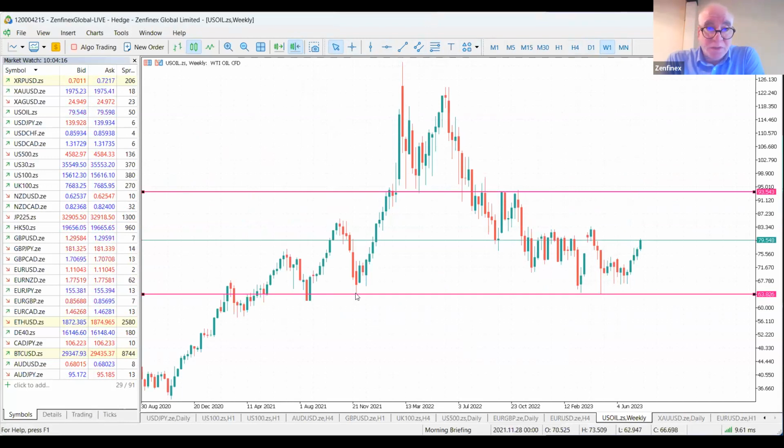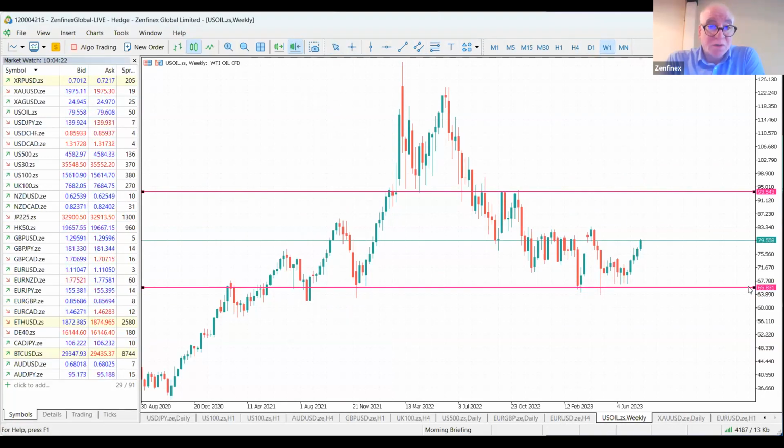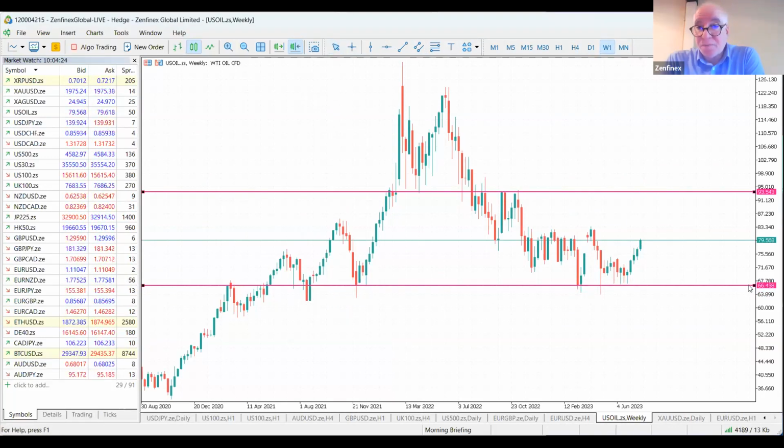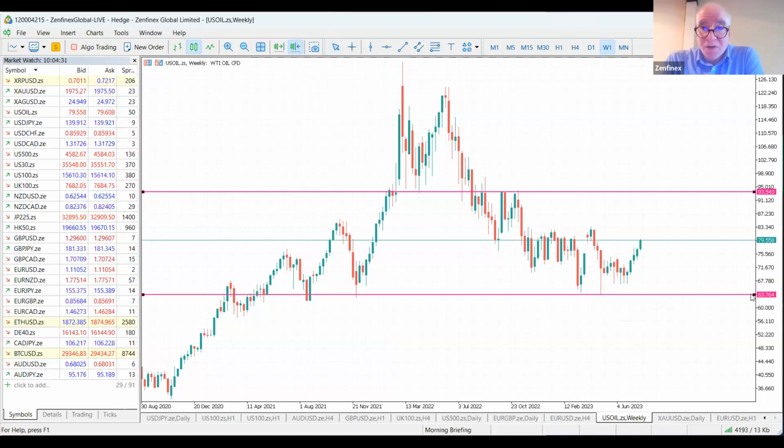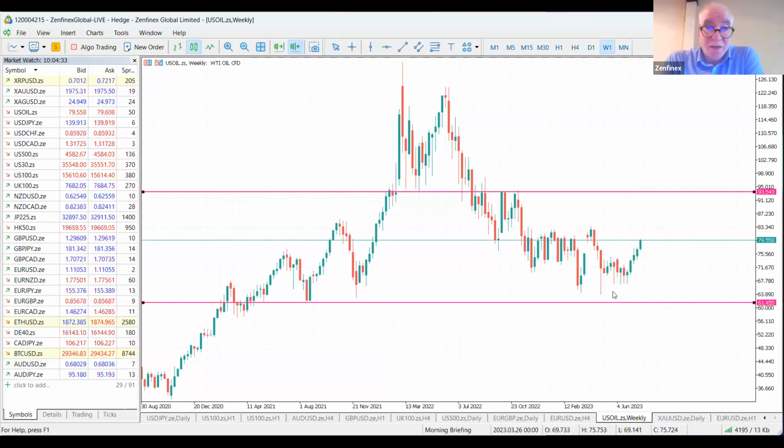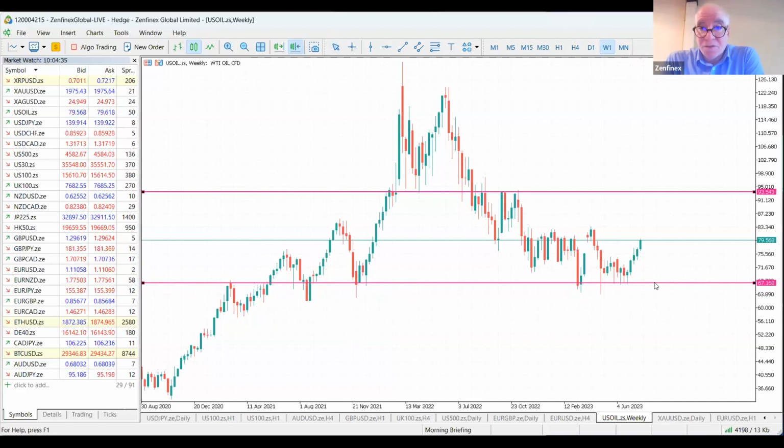Really, all I'm doing is marking up support and resistance. If you want to know whether I use the wick or the candle, look at some of the other webinars and you'll see I give a much more detailed explanation on why I put this support line here and not here and not there and why not here. I put it here for very specific reasons. So that's the weekly approach.